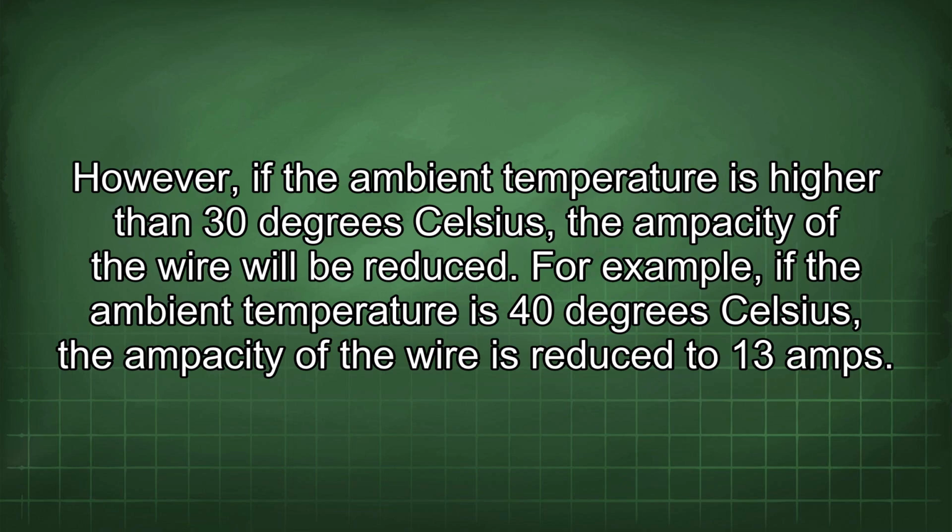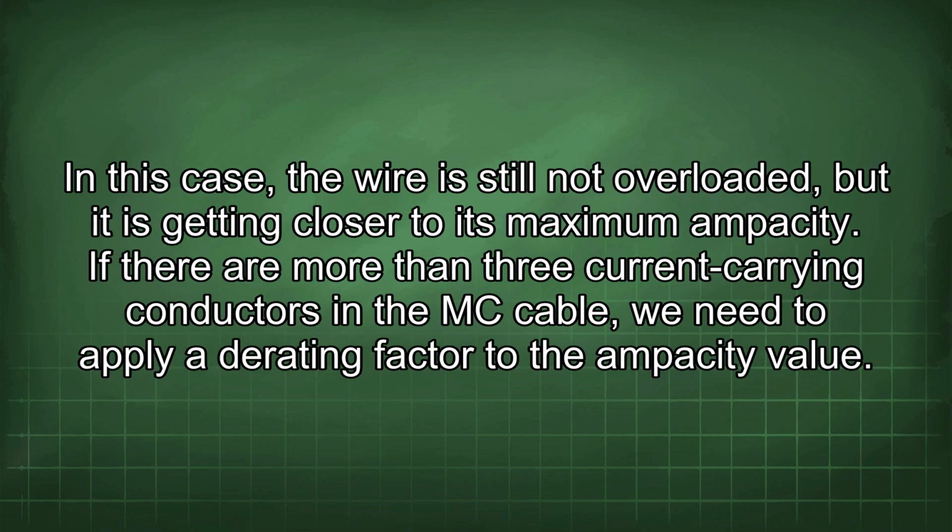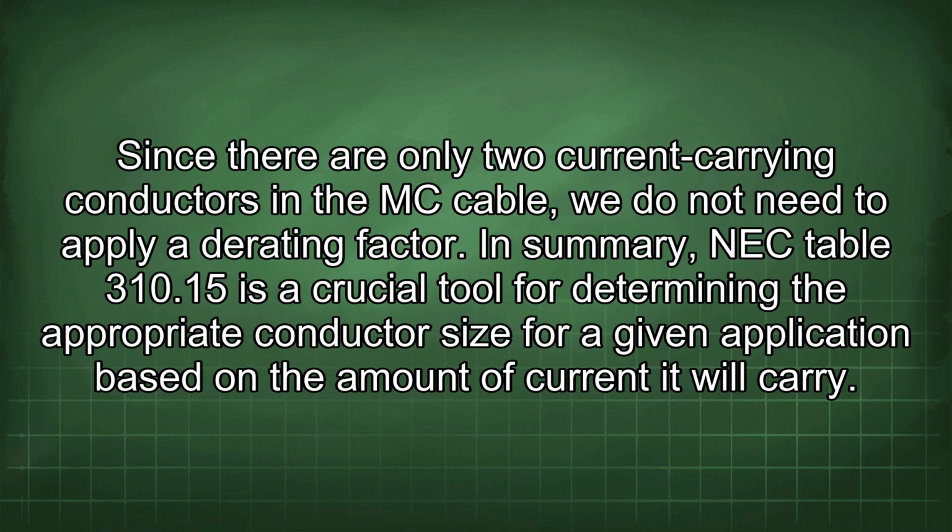However, if the ambient temperature is higher than 30 degrees Celsius, the ampacity of the wire will be reduced. For example, if the ambient temperature is 40 degrees Celsius, the ampacity of the wire is reduced to 13 amps. In this case, the wire is still not overloaded, but it is getting closer to its maximum ampacity. If there are more than 3 current-carrying conductors in the MC cable, we need to apply a derating factor to the ampacity value. Since there are only 2 current-carrying conductors in the MC cable, we do not need to apply a derating factor.